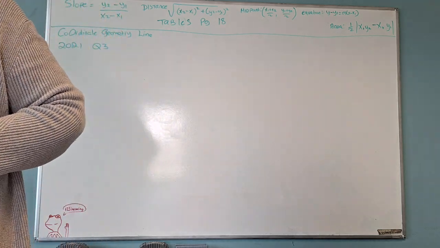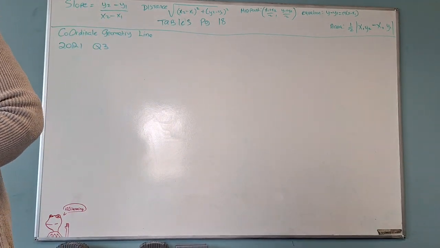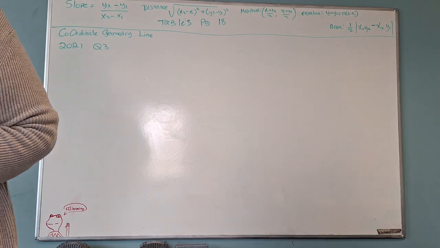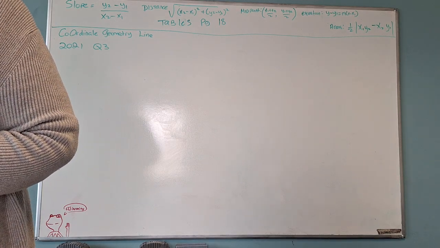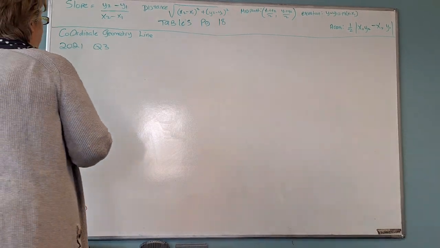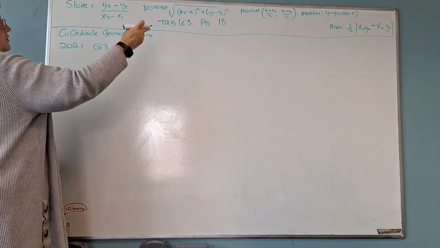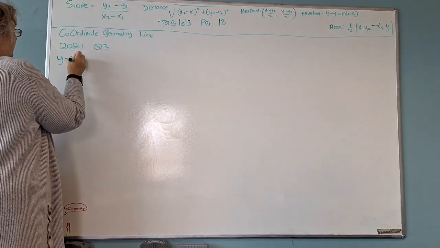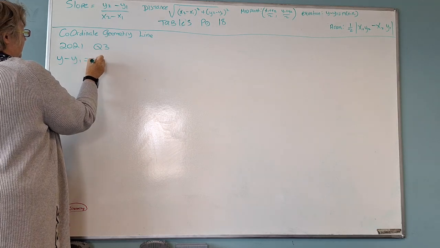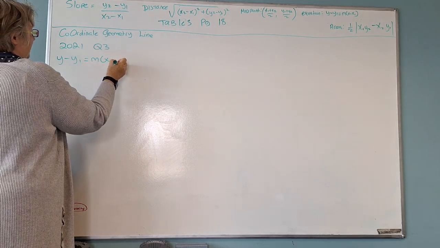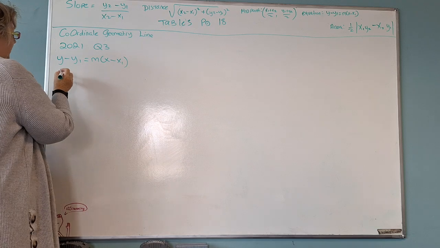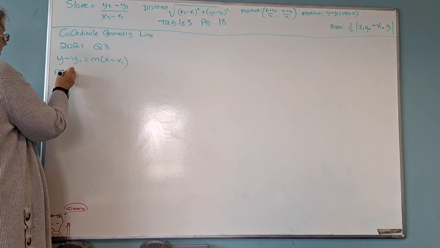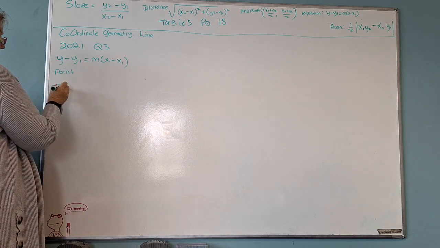So they want y on one side of the equals and everything else on the other side of the equals. So first of all, in order to write that equation, the formula of the equation you'll find on tables page 18, and it's y minus y1 equals m bracket x minus x1. Now, you need a point and you need the slope.